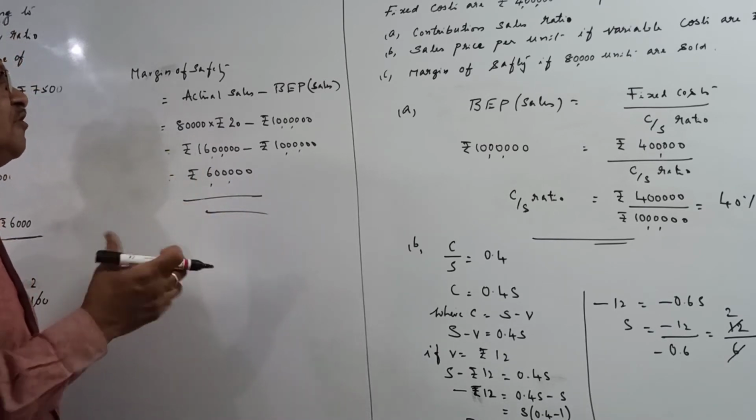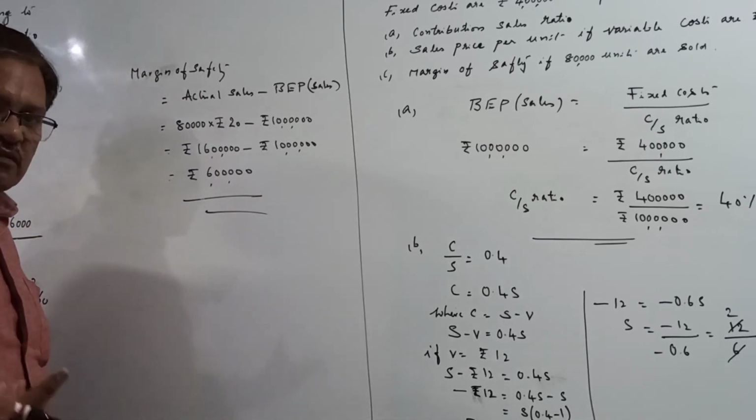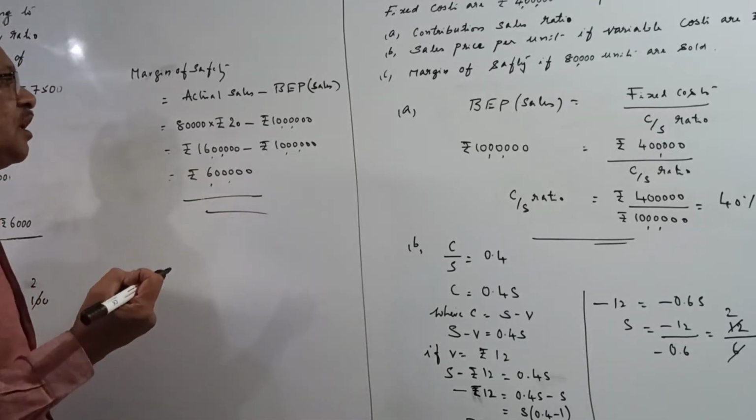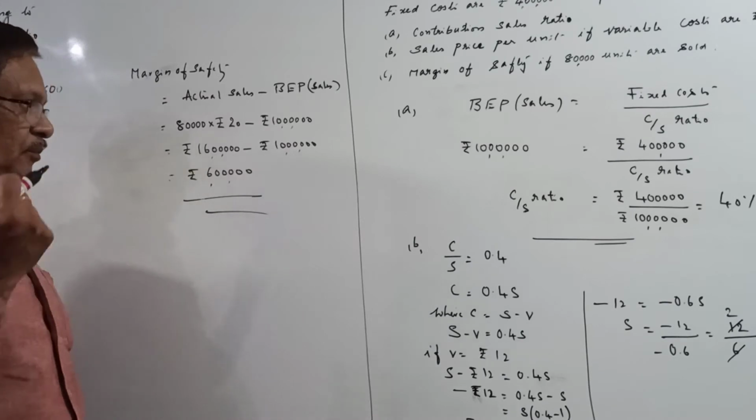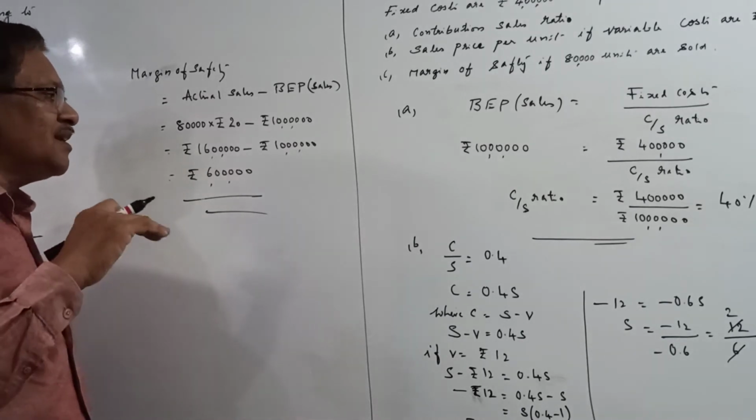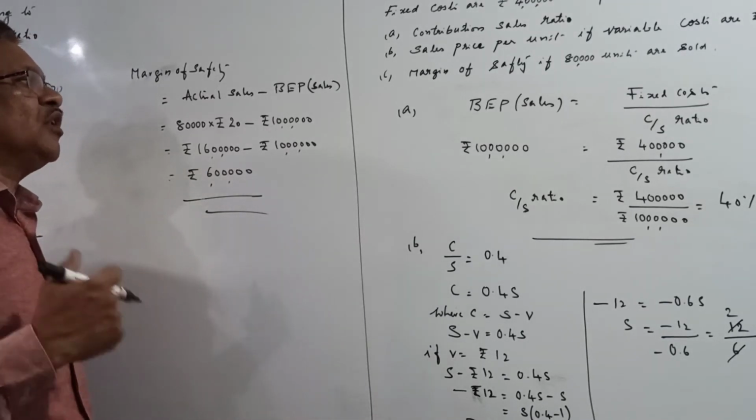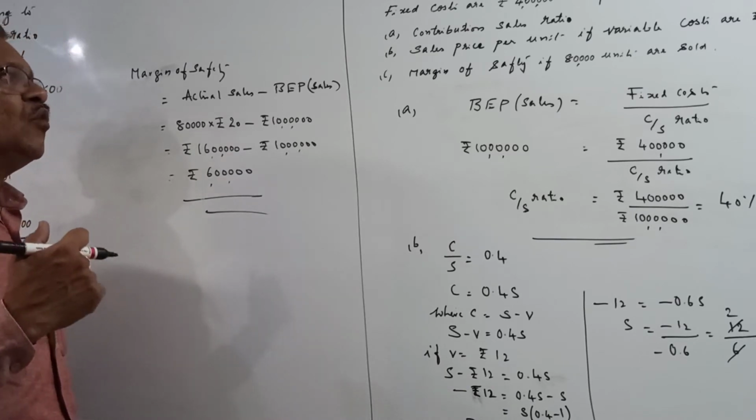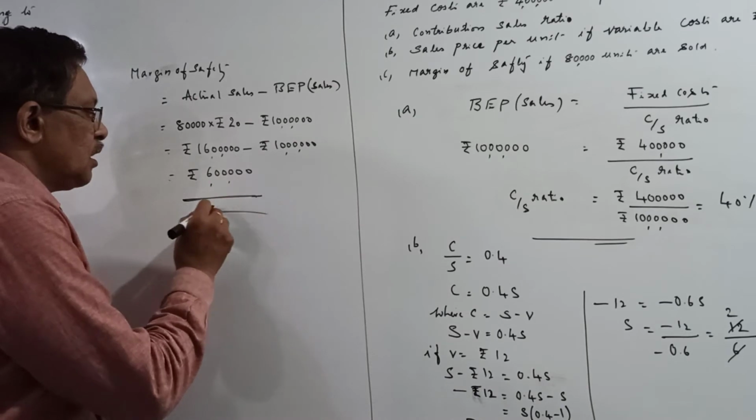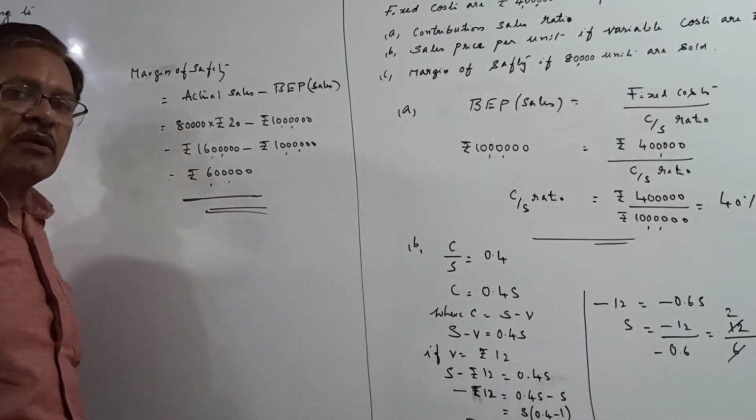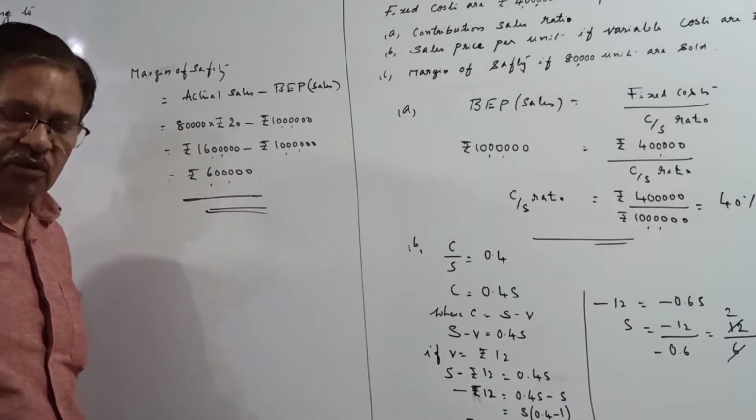What is the purpose of finding the margin of safety? As we have discussed, the margin of safety helps us to understand the quotient with which we are working in the organization. So what is that extra sales we are making in the organization over and above the break-even sales? That's what we can get through understanding this particular margin of safety. Thank you.